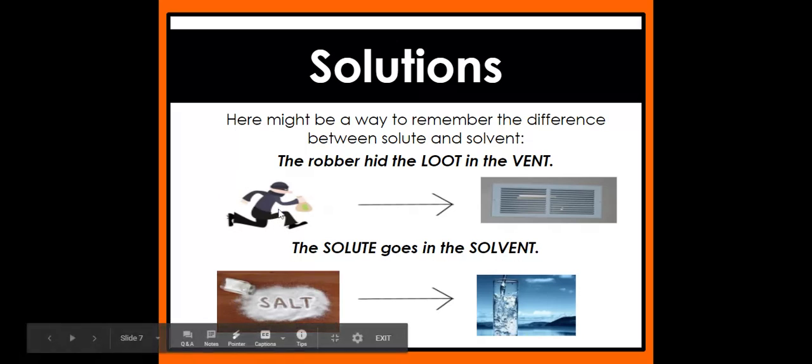The robber hid the loot in the vent. The solute, like loot, goes in the solvent, like vent. Okay? You don't put the solvent in the solute. You put the solute into the solvent.